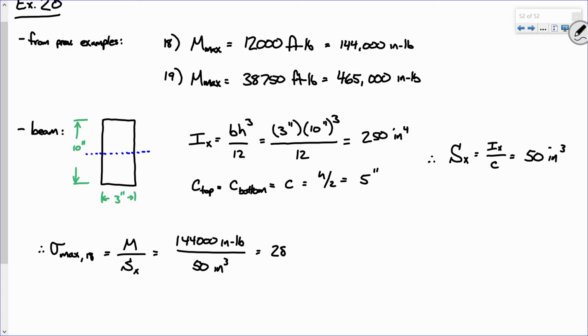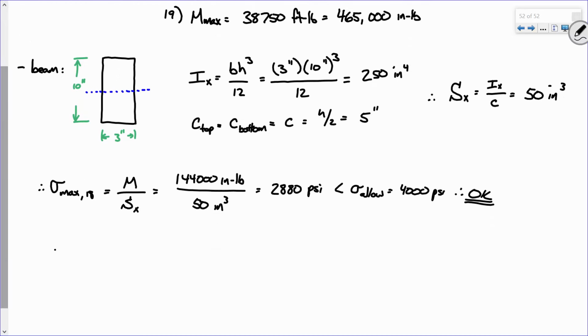Yep, there we go, 2880. 2880 PSI. What does that mean? That's the maximum stress, but if you're the designer, how would you feel about that number? Good, because it's less than sigma allowable, which is 4,000. So that's fine. Now, sigma max for 19, we'll see what happens there. So moment over section modulus, which is, in this case, 465.